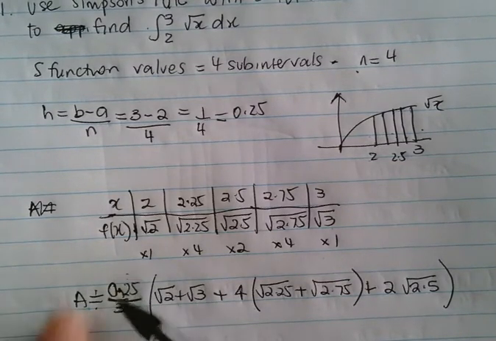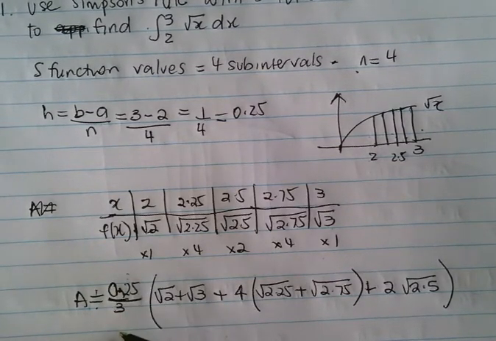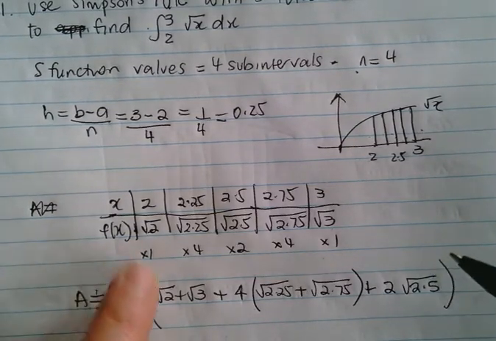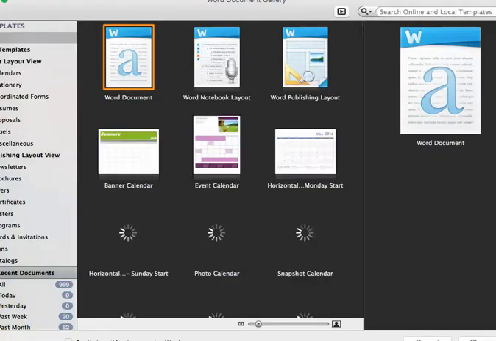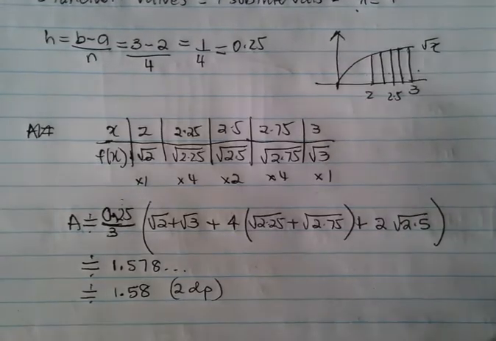You know what I would do? This 0.25 divided by 3, do it at the end. So do all this inside first and then times it by 0.25 divided by 3, which is actually a quarter divided by 3, which is 1/12. Or you just divide that answer by 12. So off you go. Try it. We're getting 1.58 to 2 decimal places.